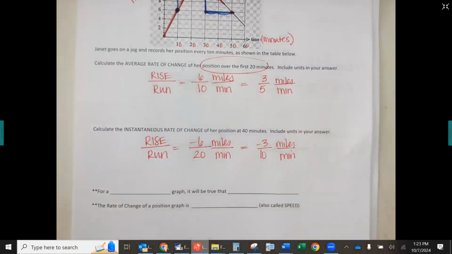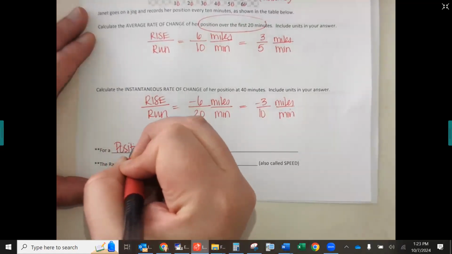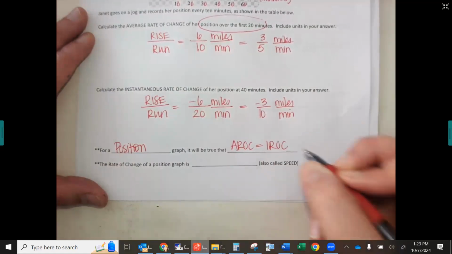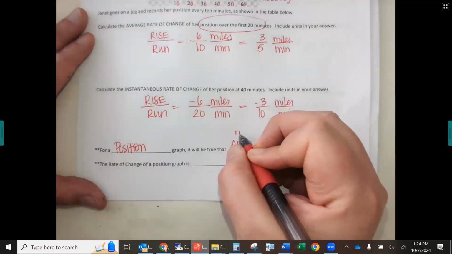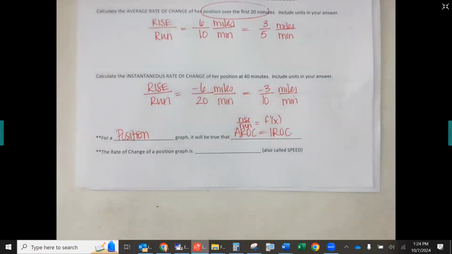Okay, now I want to point something out to you, that if it's a position graph and you found the slope, miles per minute is basically telling you how fast she's going. If you take the slope of a position graph, you now know how fast they were going. So down here for our little fill in the blanks, okay, it says if you have a position graph, it will be true that your average rate of change and your instantaneous rate of change are going to match each other. What I mean by that is that your rise over run is going to equal what your derivative is. And the reason why is because on a straight line, your slope is the same for the whole line segment. Okay, so just pick 2 pretty points, calculate your slope. Okay, then it says the rate of change, remember that just means slope.